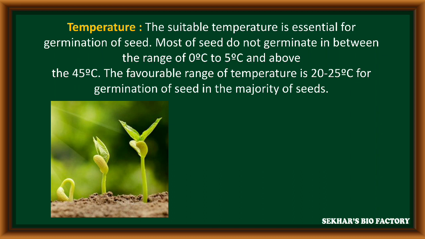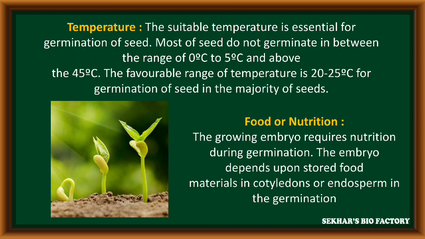The next factor is temperature. A suitable temperature is essential for germinating seeds; especially, seeds do not germinate at 0 to 5 degrees centigrade and above 40 degrees centigrade. The favorable temperature for seed germination is 20 to 25 degrees centigrade. It is a suitable temperature for seed germination in the majority of plants. Food and nutrition: the growing embryo requires nutrition during the seed germination process. In this, the embryo generally depends upon stored food material. It may be present either in the cotyledon or in the endosperm of the germinating seed.